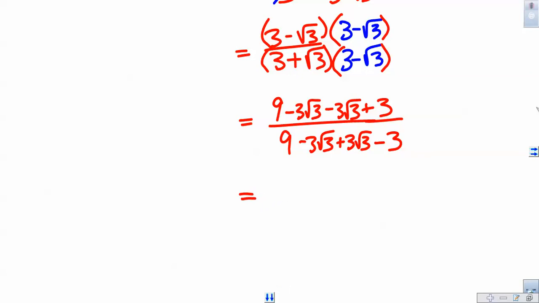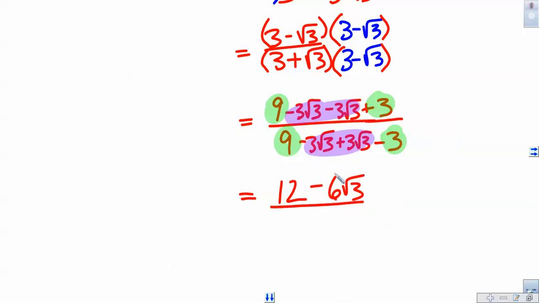Cleaning this up, looking for like terms here and here, and like terms there and there. What we'll get here is 9 plus the 3 will give us the 12. And then negative 3 square roots of 3 minus 3 square roots of 3, we're down 6 square roots of 3. All over 9 and 3 minus 3 gives us 6. And then look at that, the 3 square roots of 3 and the negative 3 square roots of 3, those add up to big 0.